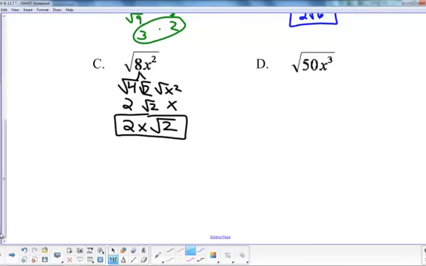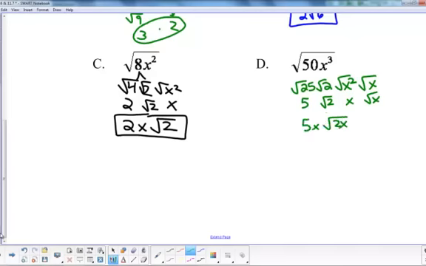All right, 50 is 25 times 2, and x cubed is x squared times x. So we have 5 root 2 x root x. So this would simplify to 5x times root 2x.